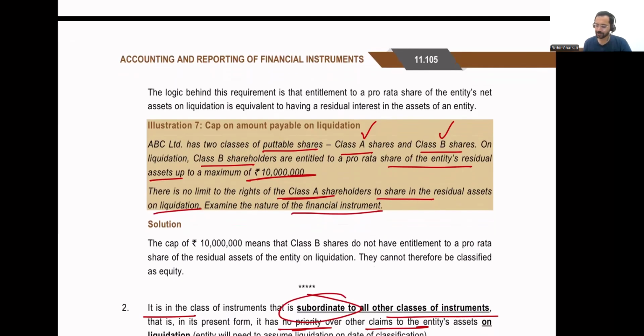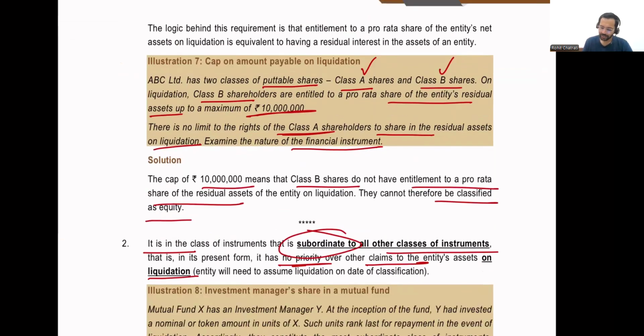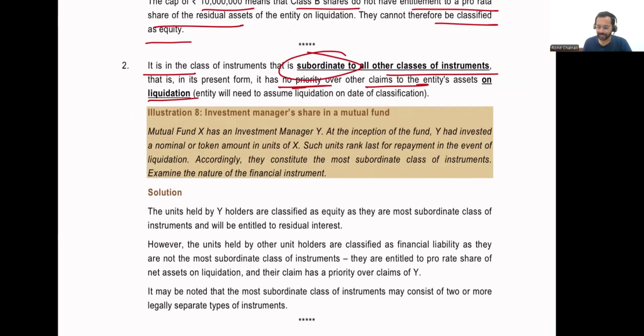Let's read the solution. The cap of 10 million means that Class B shares do not have entitlement to a pro rata share in the residual assets of the entity. Therefore, they cannot be classified as equity. Class A will be classified as equity, assuming that the other conditions, which are conditions number 2 to 6, are satisfied. Let's now look at illustration number 8.